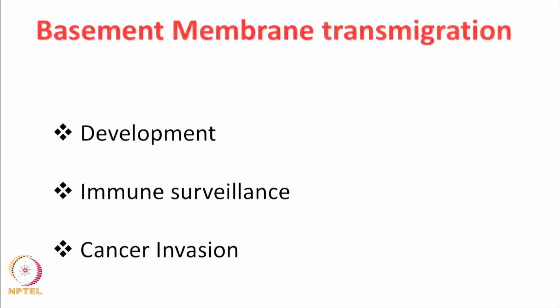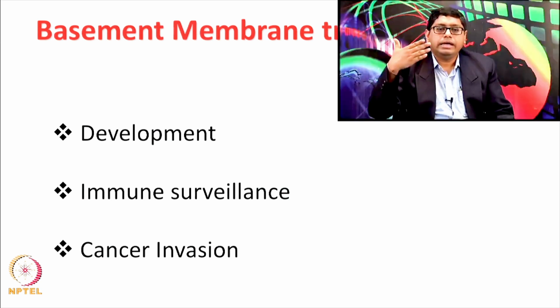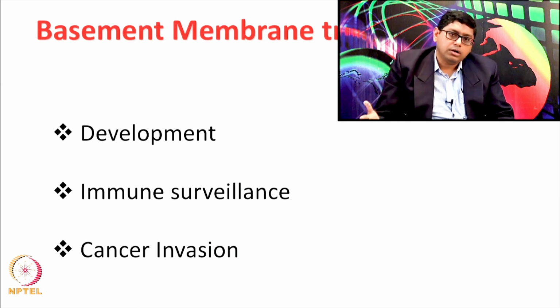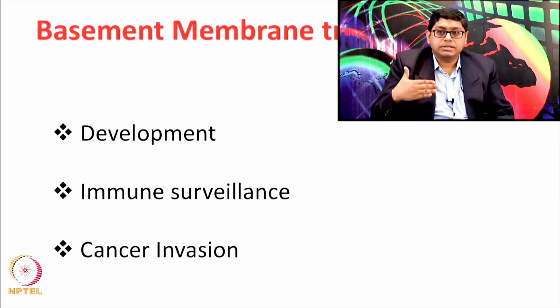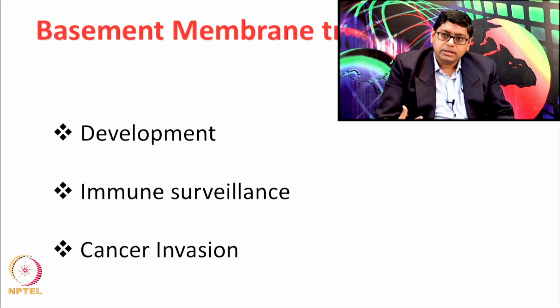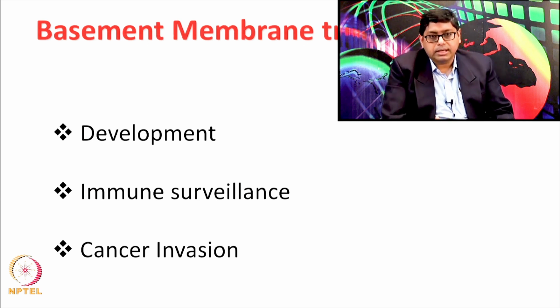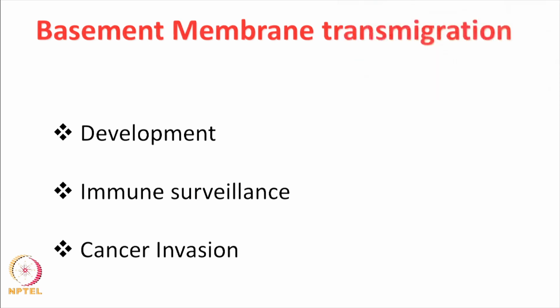The basement membrane is breached only in 3 different contexts. One is during development, when the entire body is being generated and multiple organs are being generated. The second is immune surveillance, so your immune cells need to reach all corners of the body, and they should have special mechanisms to go through the basement membrane. The other one is cancer invasion, and cancer is the case where epithelial cells lose their control of division, and once they breach the basement membrane, they can go anywhere within the body.